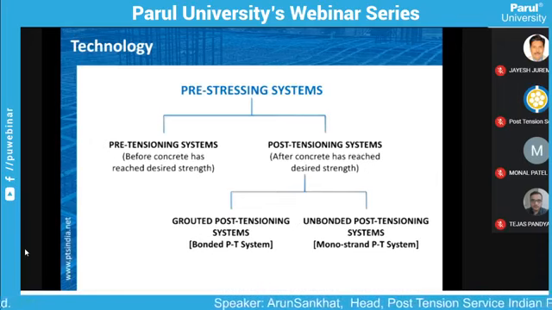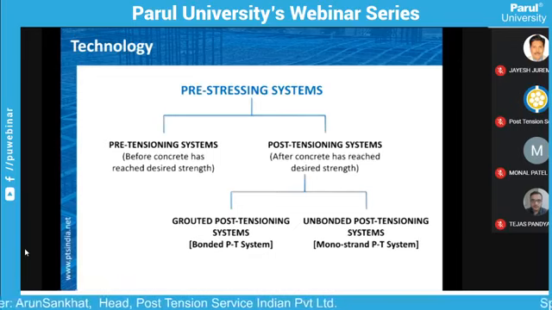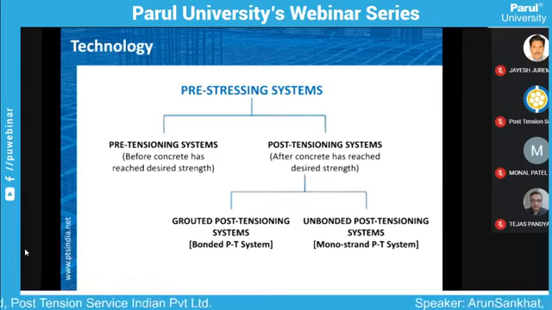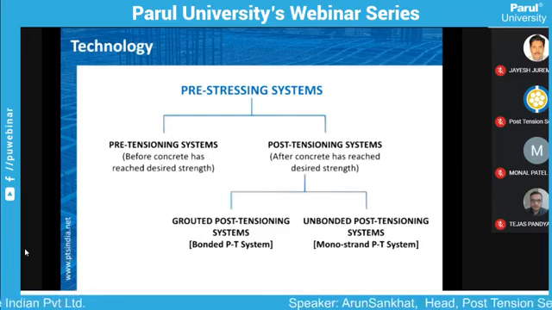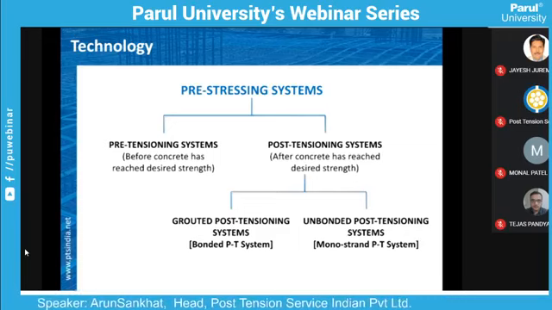Whereas in post-tensioning, the cables are laid before casting, and we need to wait for a certain number of days so that the concrete reaches enough strength. Once it reaches enough strength, we can stress the cables. So that is why it is known as the post-tensioning system. It means we are stressing after casting of the beam or slab.